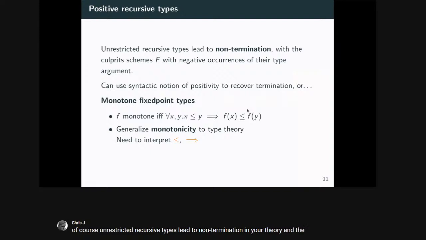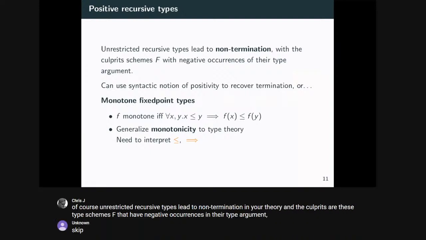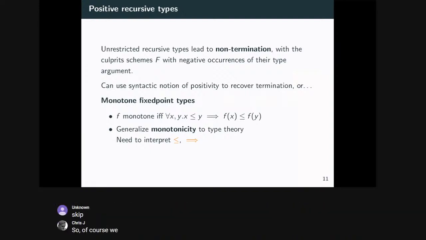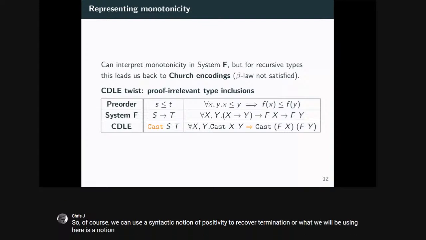If we want to generalize monotonicity to type theory, we need some way to interpret this less than or this ordering operation and implication. And of course, you can interpret monotonicity in System F already by interpreting both of these as a function space. But for recursive types, this would lead us back to Church encodings. And of course, the problem there is that the beta law for these types would not be satisfied.